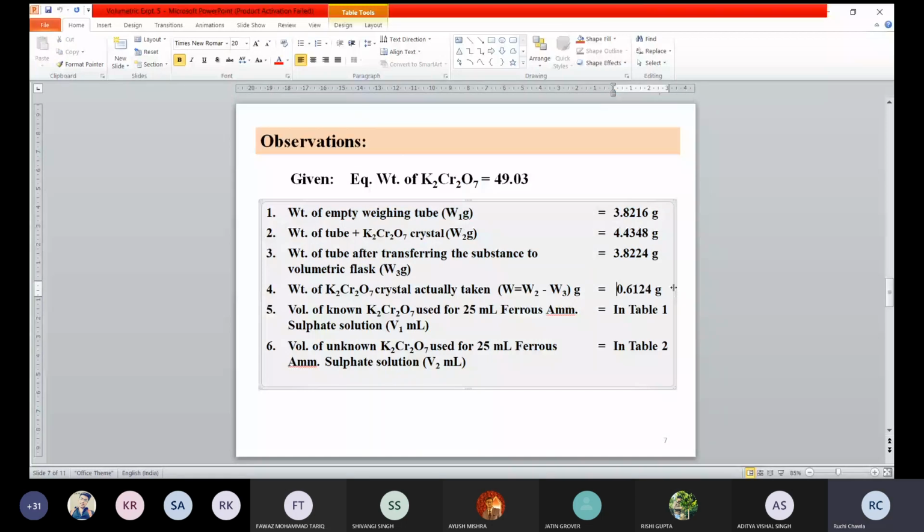And how much potassium dichromate will be used for the unknown and known solutions with 25 ml of ferrous ammonium sulfate, that you can derive from the following 2 tables, table 1 and table 2. So please take a screenshot of this slide so that I can move further. I will be uploading the content tomorrow. Even for the previous experiments, I will be uploading the content tomorrow.